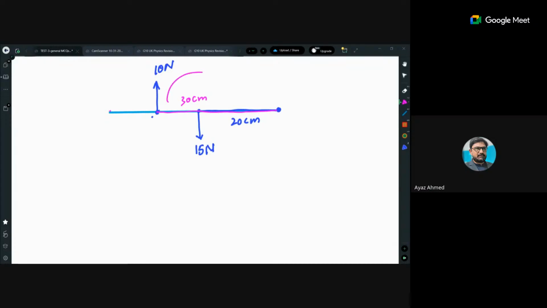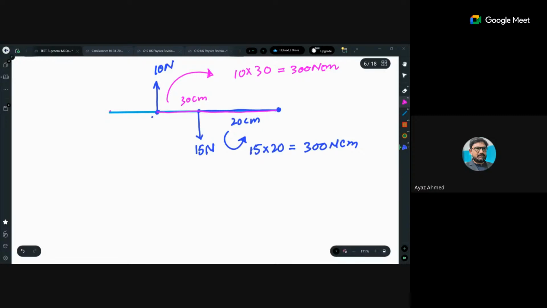So what is the clockwise moment here? 10 times 30. Got it? So it is 300 Newton meter or Newton centimeter. And what about the anti-clockwise moment? That is 15 into 20. 15 times 20. It is again 300 Newton centimeter. So what is the question? The question is, what will make this rod to rotate clockwise?